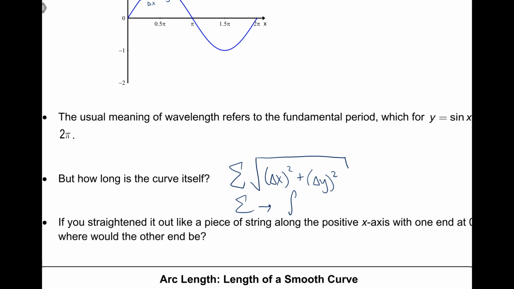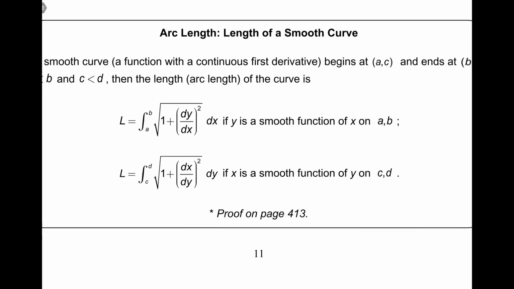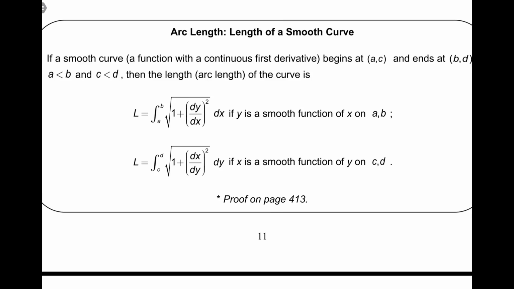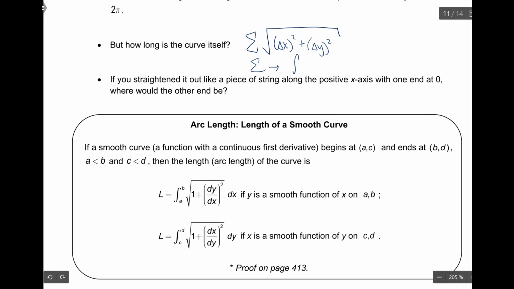If you straighten it out like a piece of string with one end at 0, how long would the other end be? So that's what Daniel said. So the arc length of a smooth curve, all this is saying is, if I have a curve that looks like this, and I'm going to say it begins at A comma C, right here, and ends at B comma D.